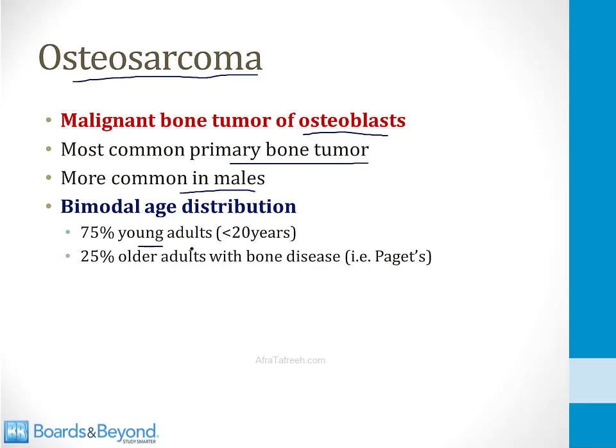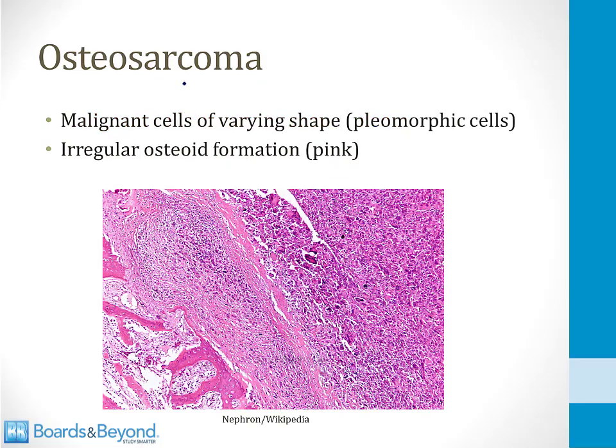75% of cases occur in young adults less than 20 years of age. But it has a bimodal age distribution. That's because certain diseases can lead to an osteosarcoma later in life. So about a quarter of cases occur in adults who have some underlying bone disease like Paget's disease that leads to osteosarcoma. Let's talk about the histopathology of osteosarcoma.